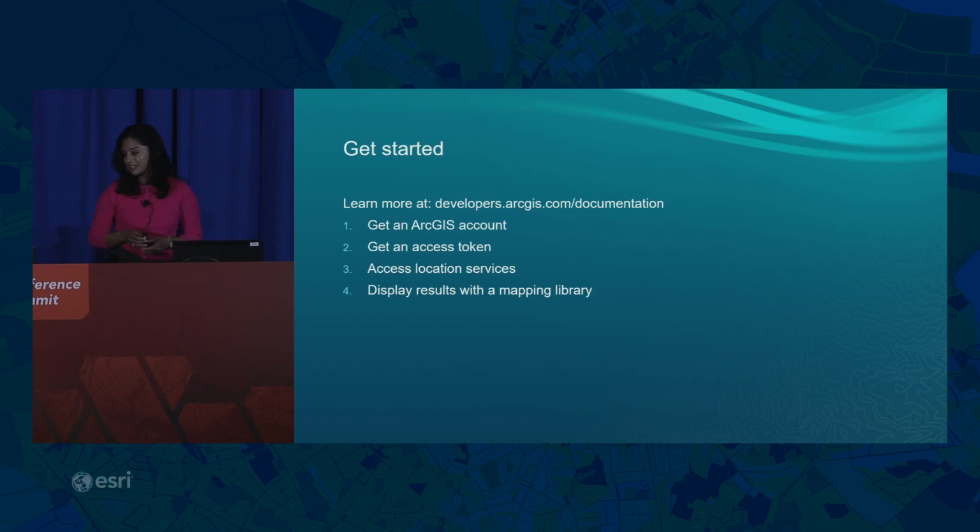All right. So to get started accessing location services, you can always go to the developer's website, and you'll need an ArcGIS account. This is either an ArcGIS developer account or an ArcGIS Online account. And you'll need an access token, which can be an API key or a token generated from an OAuth workflow. Once you have an account and an access token, then you can start accessing location services and displaying whatever results you have on the library you choose.